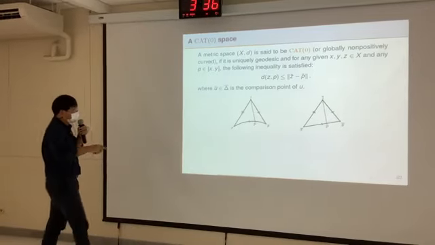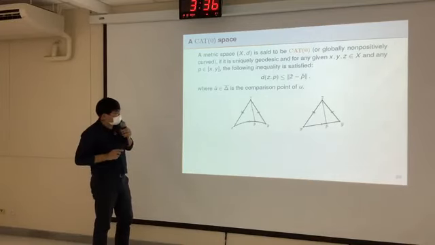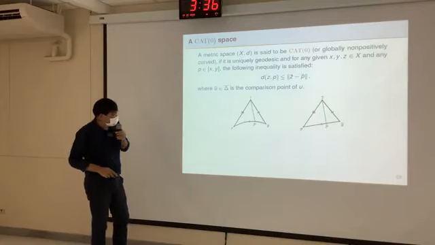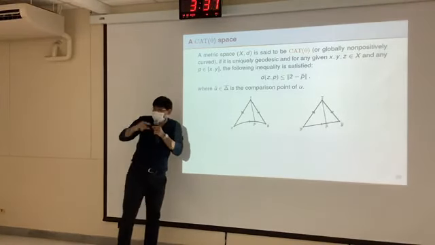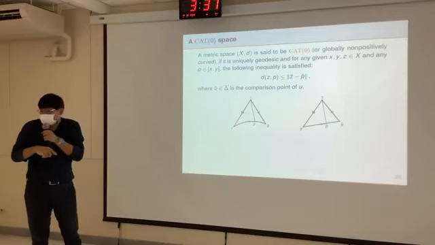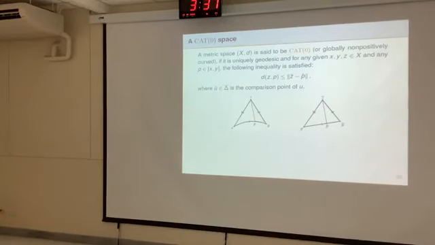What does it tell you? You pick three points, which means you pick one geodesic triangle, you construct the comparison triangle, and you pick one point, let's say on this segment. Then you have the comparison point, and the distance from the opposite vertex to P has to be shorter, or at least not longer, than the comparison length here. It roughly means that a triangle lying in this CAT(0) space has to be thinner than the Euclidean triangle. So this is a CAT(0) space if for any triangle you have this condition.